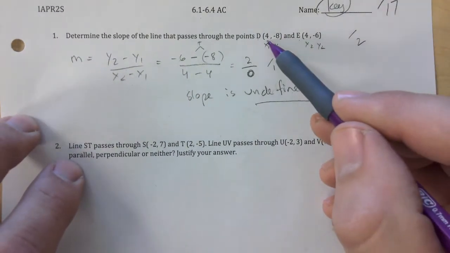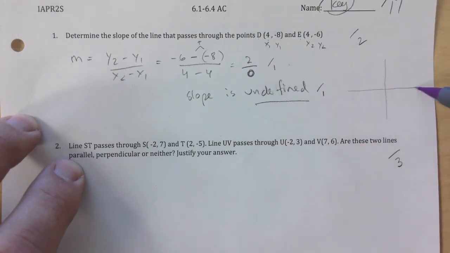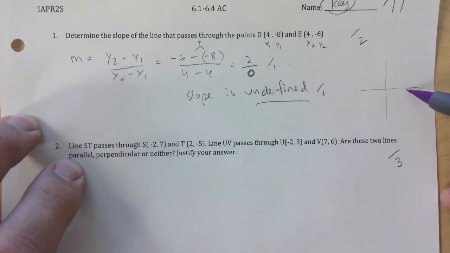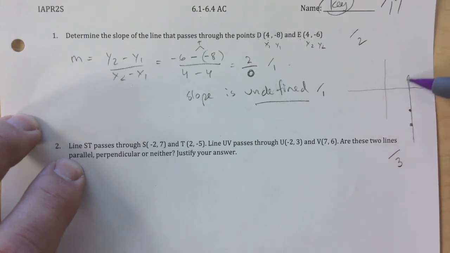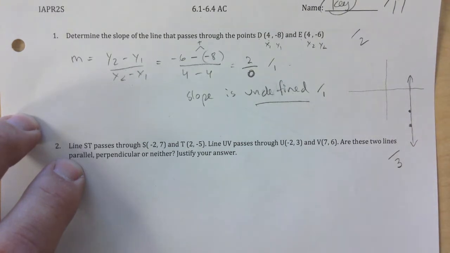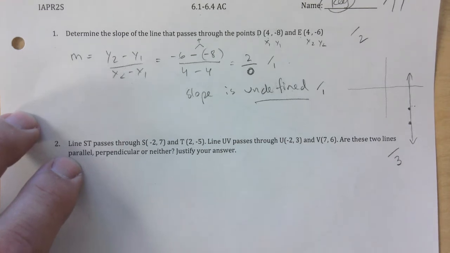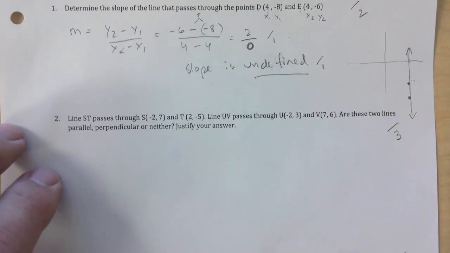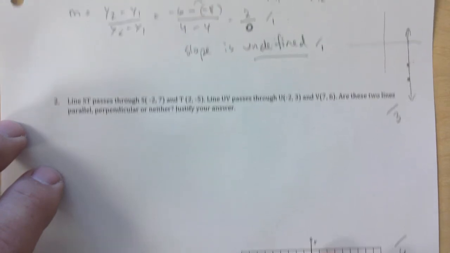And you can tell, right? If you want a visual, 4, -8 is right about here. And 4, -6 is just there. So this really ends up being a vertical line, right? And the slope of a vertical line is undefined. It's the nose of the Mr. Slope face, right? The nose is undefined, right? So think of it that way. You're not running. So out of 2, right?